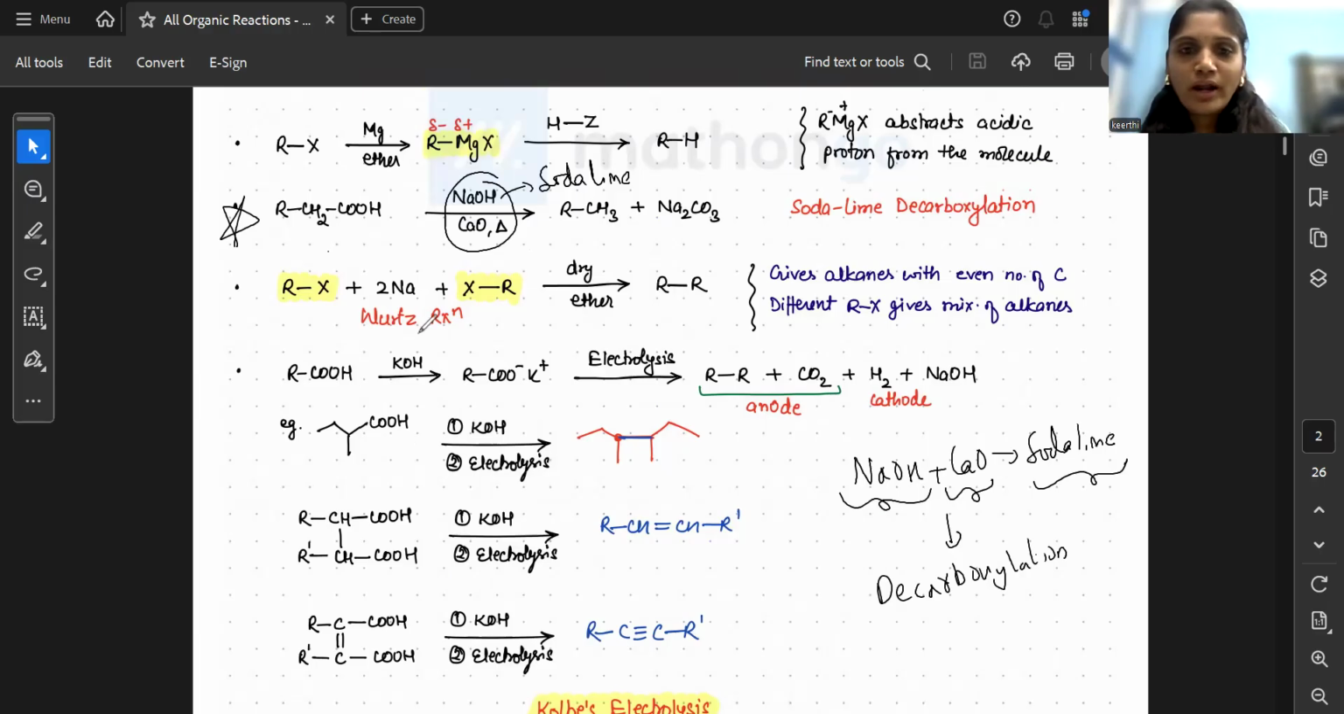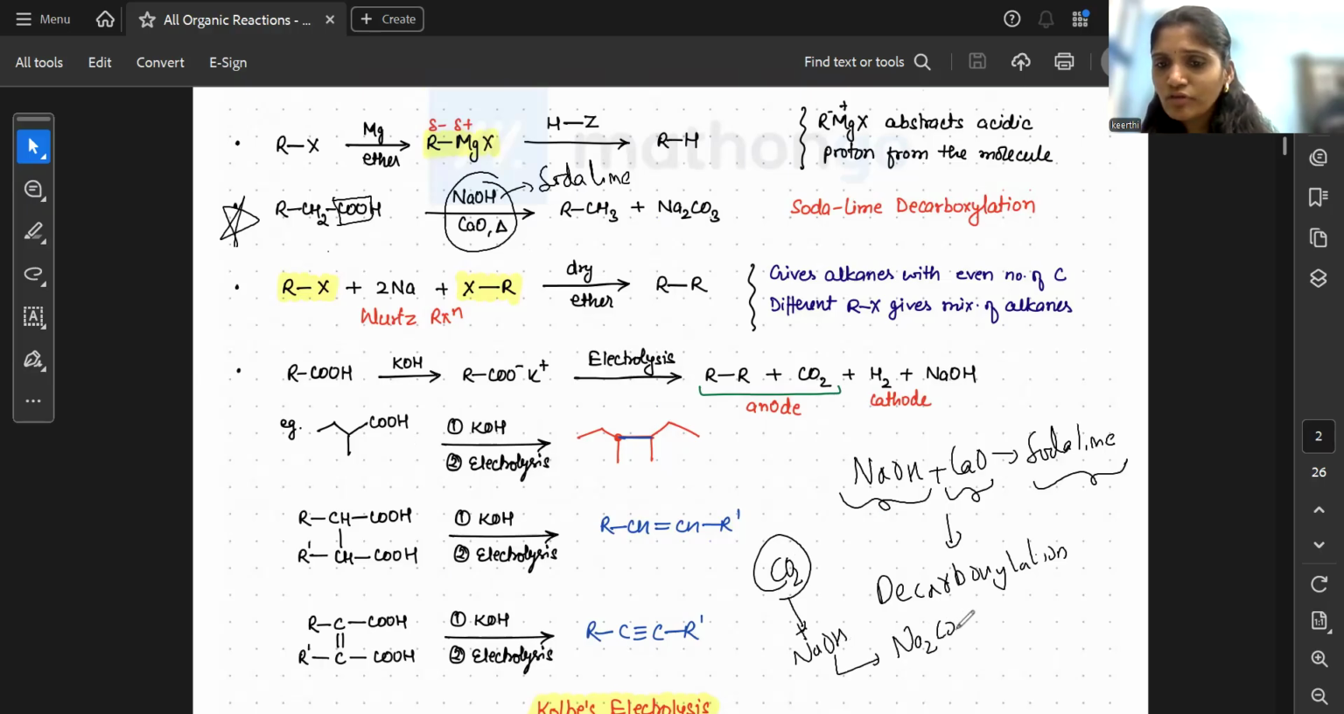Clear? Now what happens when I take this soda lime and I heat it? It does decarboxylation. So what will go from the molecule? CO2 is lost from the molecule. This CO2 will go and react with the soda lime part. The CO2 which is leaving the molecule will react with your NaOH, giving sodium carbonate. Now what happens here when CO2 goes? What remains in the molecule? RCH3. That you write as a product.